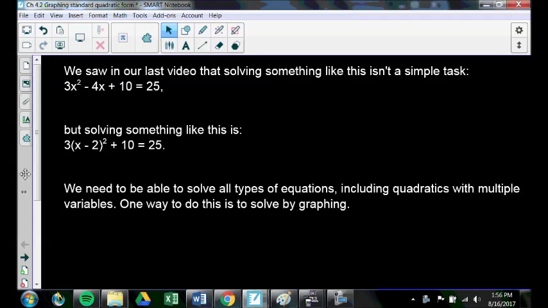Okay, we saw in our last video that solving something with two variables in it isn't a simple task. We can't just get x by itself. If there's just one variable, you can just go for it, get the x by itself. But if there's more than one variable for these types of equations, we need other methods and other tools, because we need to be able to solve these. One way to solve an equation with these two variables is by graphing.